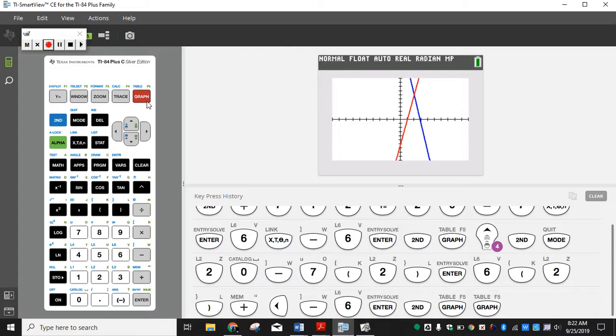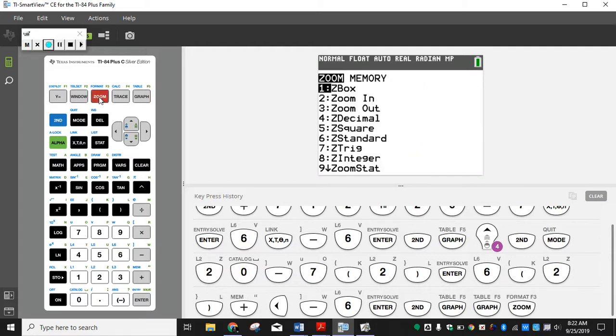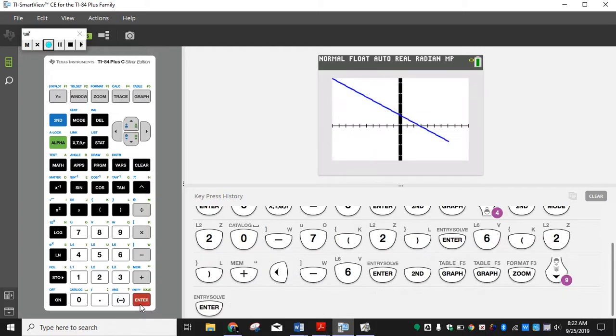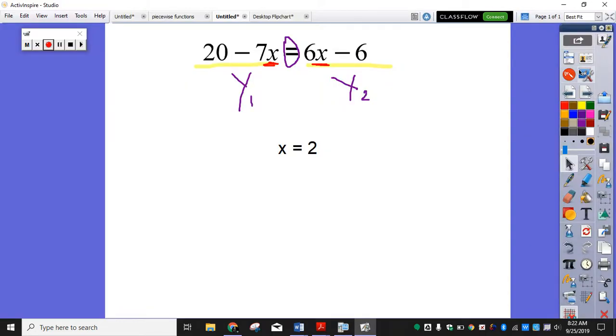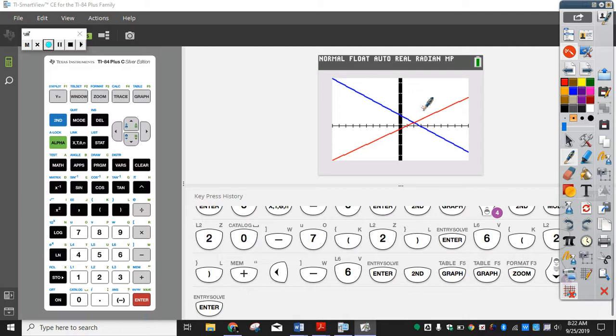And so if I can't see that by pressing graph immediately, remember in class we talked about the zoom fit feature? So if I go to zoom and scroll down to option 0, you'll see zoom fit. If I choose that, I'm telling the calculator to give me the best viewing window for these two equations. And so I can still see where they cross. They cross here, and that is the one x value that gives me the exact same y value for both sides of the equation.